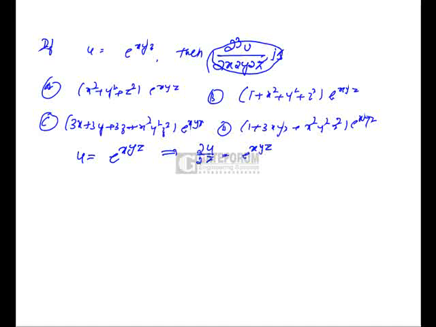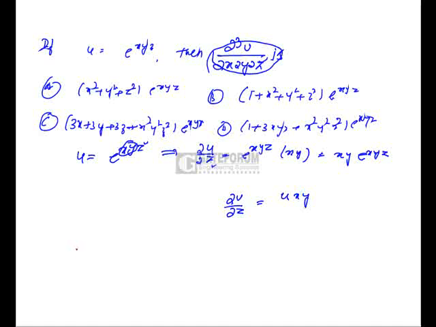The reason is differentiation of e power x is again e power x. As we are differentiating partially with respect to z, x and y are constants. So the differentiation of z is 1 and the constants are x and y. So the function will be xy into e power xyz, which can be written as dou u by dou z as u into xy.